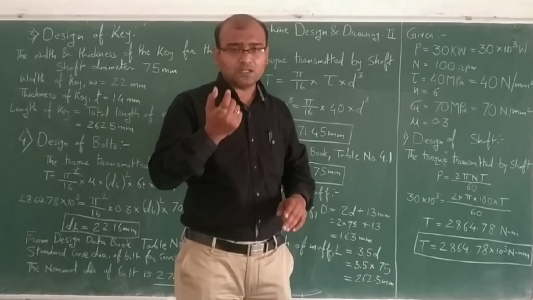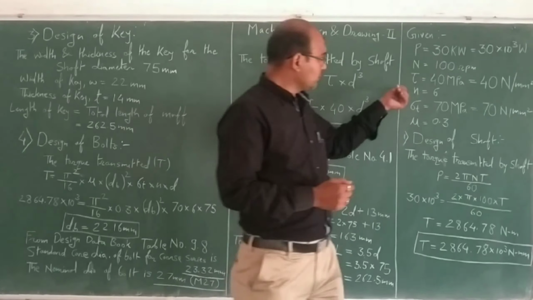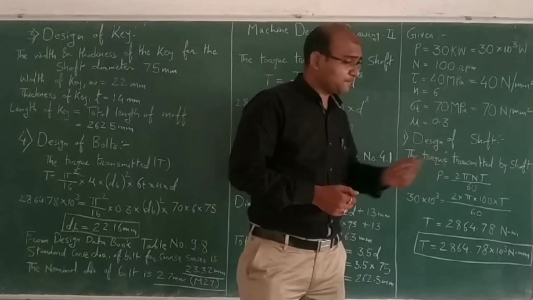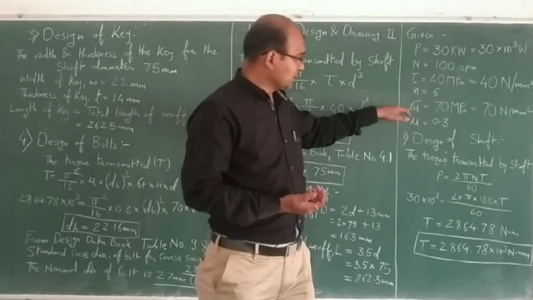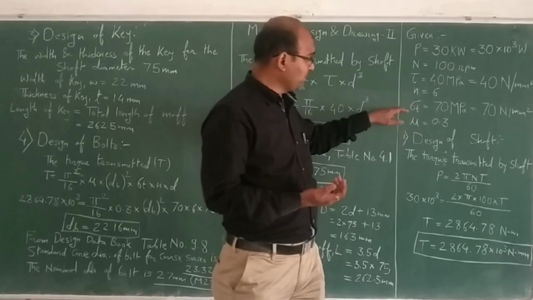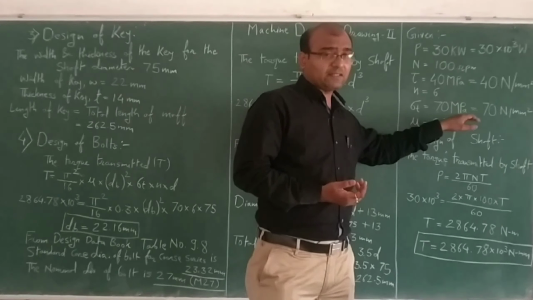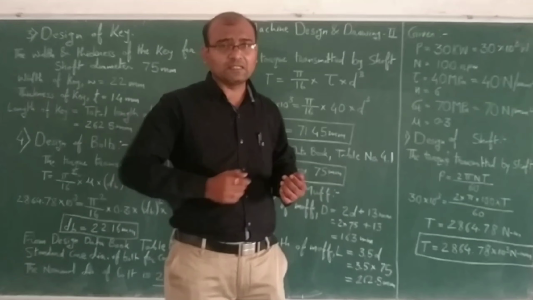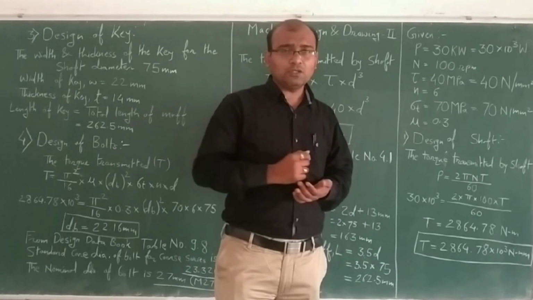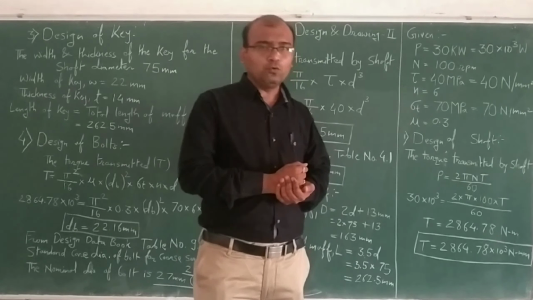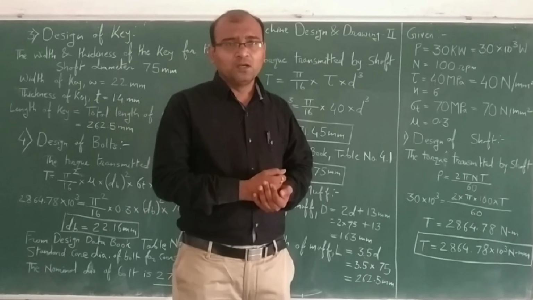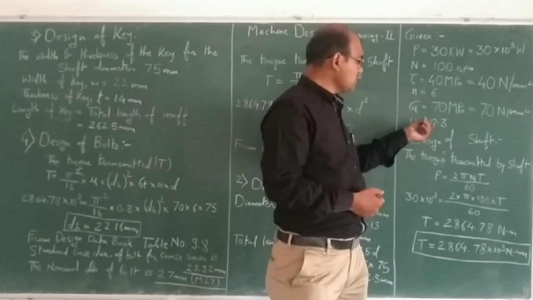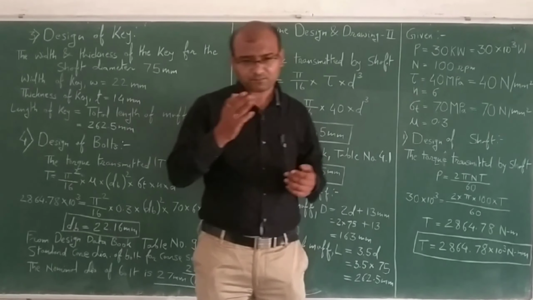Then they give the number of bolts, denoted as small n equal to 6. After that, the permissible tensile stress, sigma T, equal to 70 megapascal. It means 70 Newton per mm square. And the last one given is the coefficient of friction, mu, between the muff and shaft. So mu is 0.3.